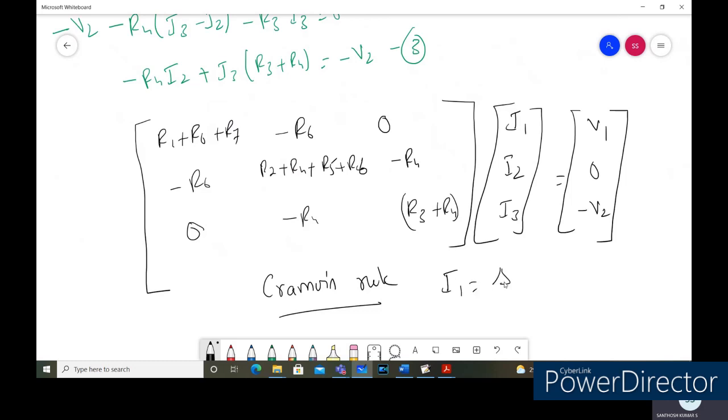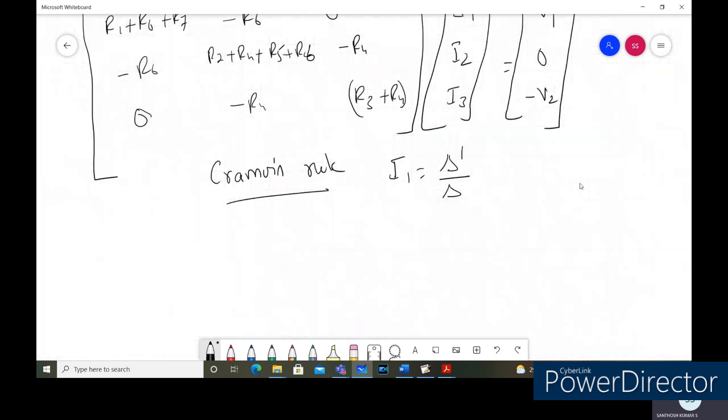As per Cramer's rule, I1 is delta 1 divided by delta. Delta 1 is obtained by replacing the first column with the values V1, 0, and minus V2. Similarly, I2 is delta 2 divided by delta, and I3 is delta 3 divided by delta. So we can find delta 1, delta 2, and delta 3 here, and these currents we get in amperes.